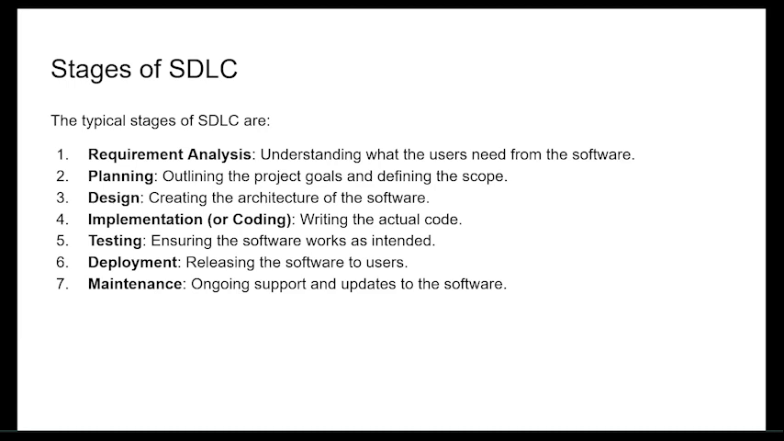For our sixth stage, we have deployment, which is releasing the software to users. This can be a staged rollout or a full-scale deployment depending on the project requirements. For our last stage, we have maintenance. This is providing ongoing support and updates to the software. This phase or stage usually involves fixing any issues that arise post-deployment and making improvements based on user feedback.